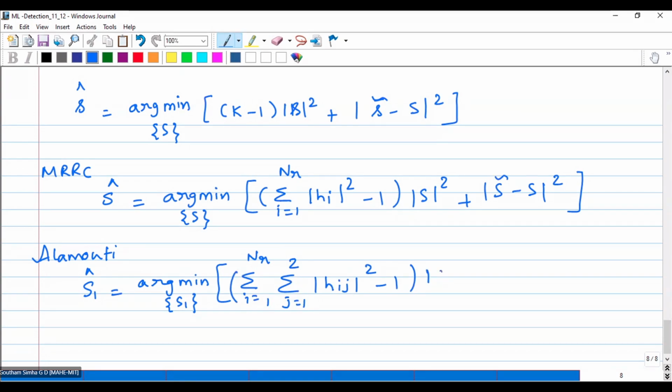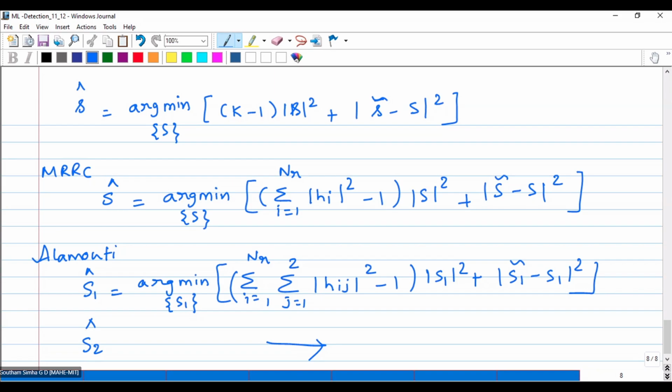And what do I get? I get the S1 square term only, plus what do I get over here? The mod of S1 tilde minus S1, squared. Similarly for S2 cap, you replace everything with S2 here. So these are the two combining and detecting rules that we will be using for the Alamouti scheme. Now this is for 2 cross 1, 2 cross 2, whatever.